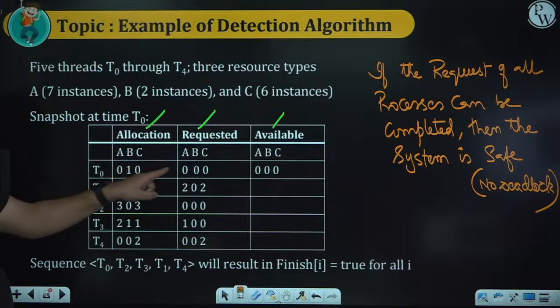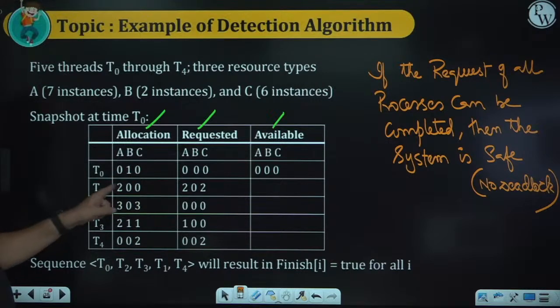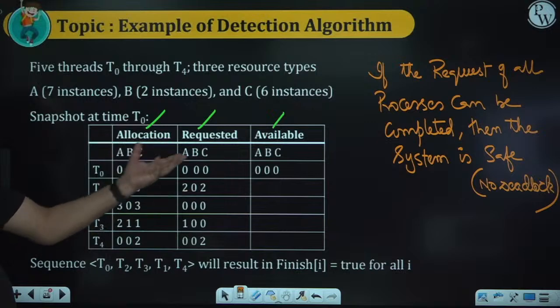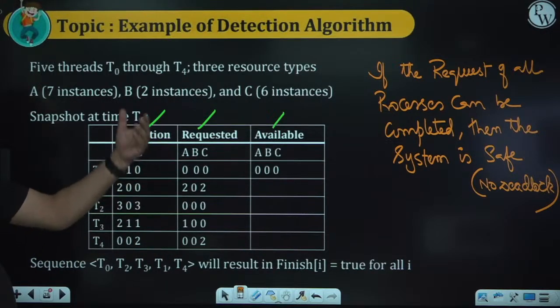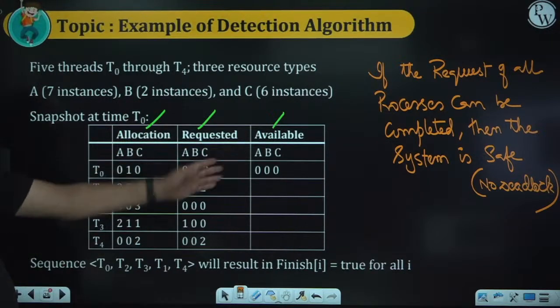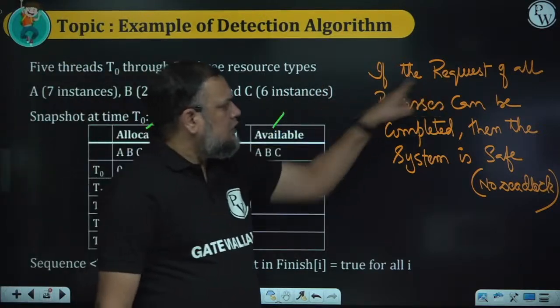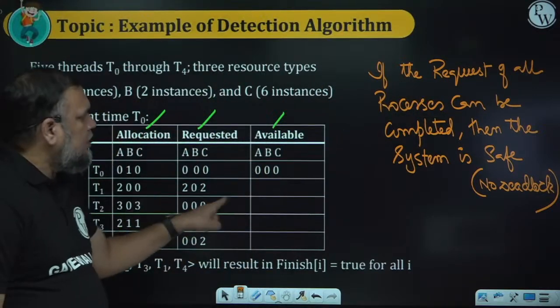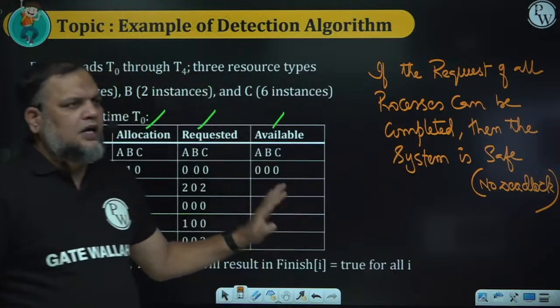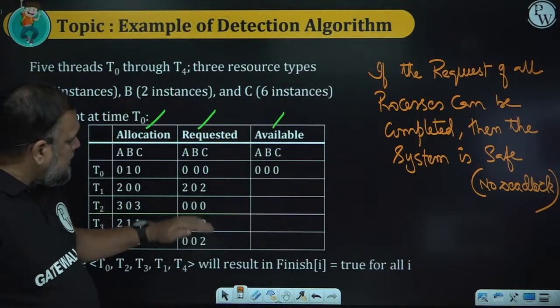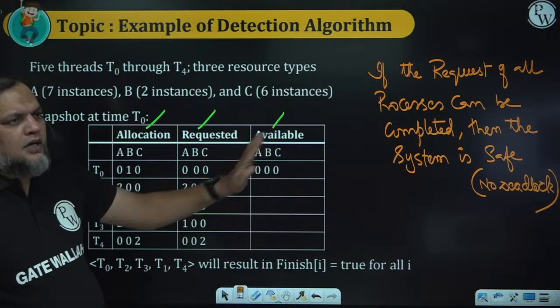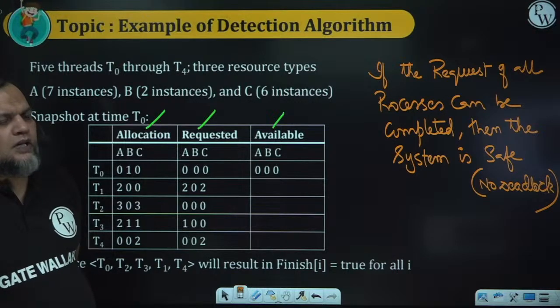Process T0 is not blocked, process T2 is not blocked, T1 is blocked, T3 is blocked, T4 is blocked. I want to know, there are 3 processes blocked. I want to know whether system is safe or deadlocked. Available copies are 0, 0, 0. So I'm saying very simple, read the statement. If the request of all processes can be completed, अगर हम किसी भी order में सारे processes की request complete कर पा रहे हैं, then we say system is safe. Otherwise we say system is not safe.